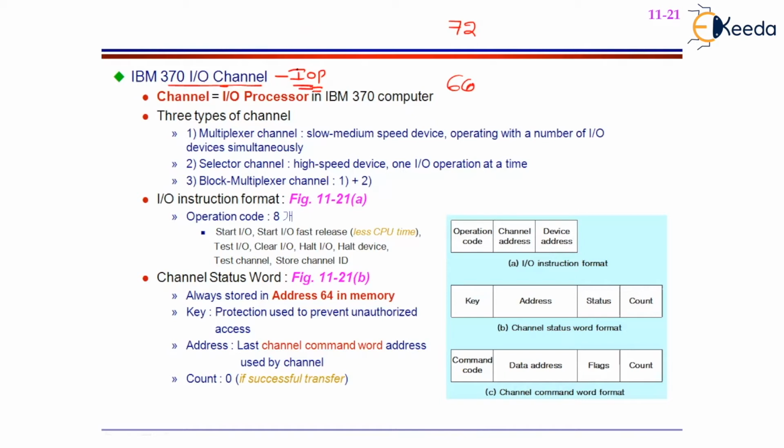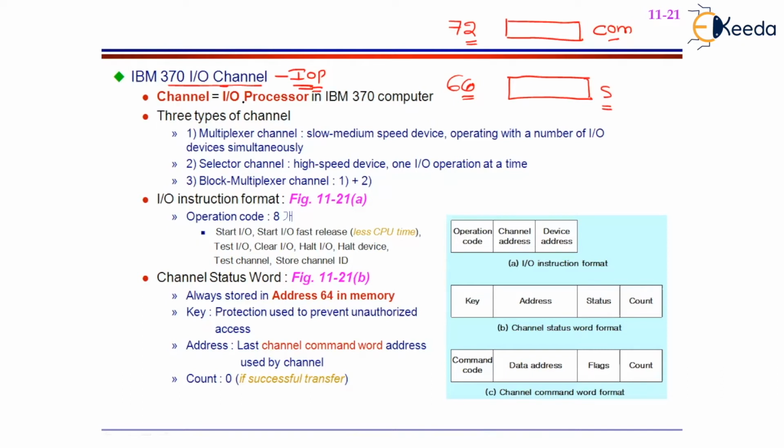These two processors communicate with each other using two different main memory locations. One is the 72nd location of the main memory, another one is the 66th location of the main memory. The 66th location is for the status word. The 72nd location is for the command word. Regarding the command word and the status word, I explained in the previous session.